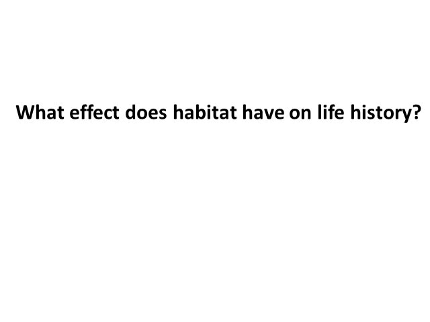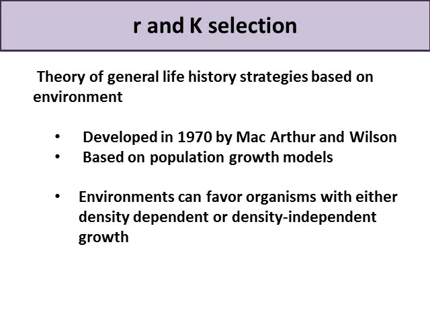So what effect does habitat have on life history? These are the theory of r and K selection. These are general life history strategies based on the environment. They're from the 1970s, from MacArthur and Wilson. And you would have guessed they're based on the population growth models. r, remember, little r, that would be exponential growth. And K for carrying capacity would be logistic growth.